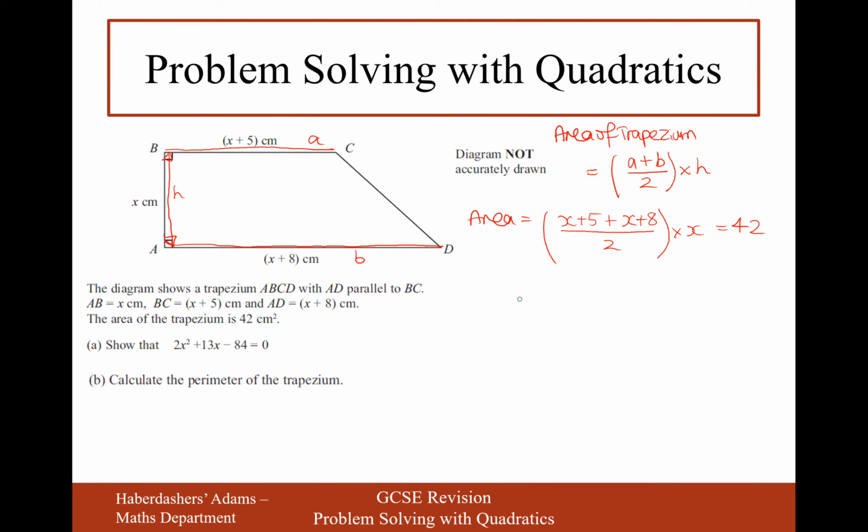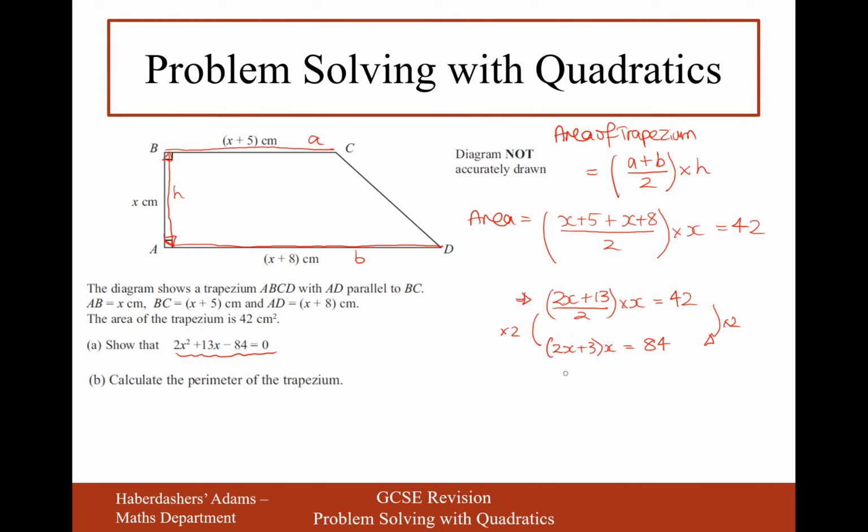Okay, let's just tidy this up a little bit before we move on to the next thing we need to do. 2x plus 13 over 2 times by x equals 42. I think the first thing we need to do here probably is to times both sides by 2. We're trying to turn it into this expression here, where there's no fractions involved at all. So times everything by 2. So that's going to become brackets 2x plus 13 times x equals 84.